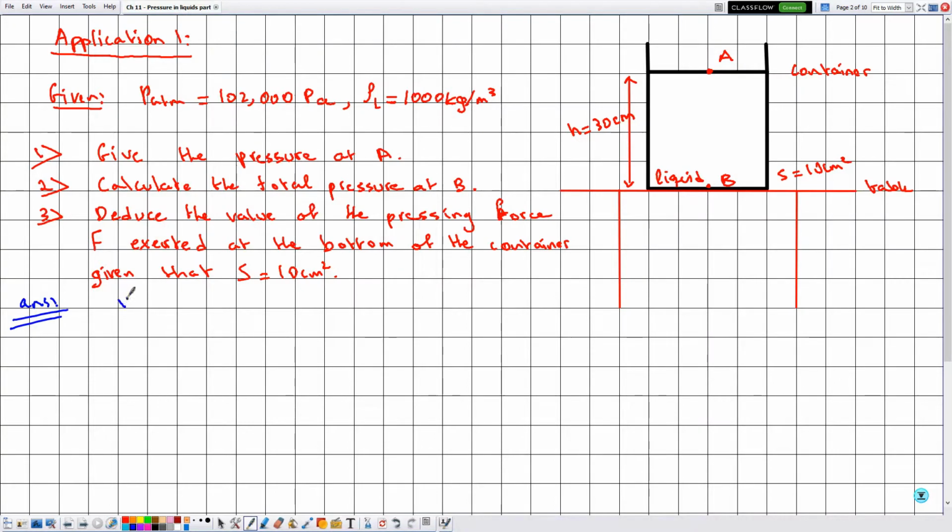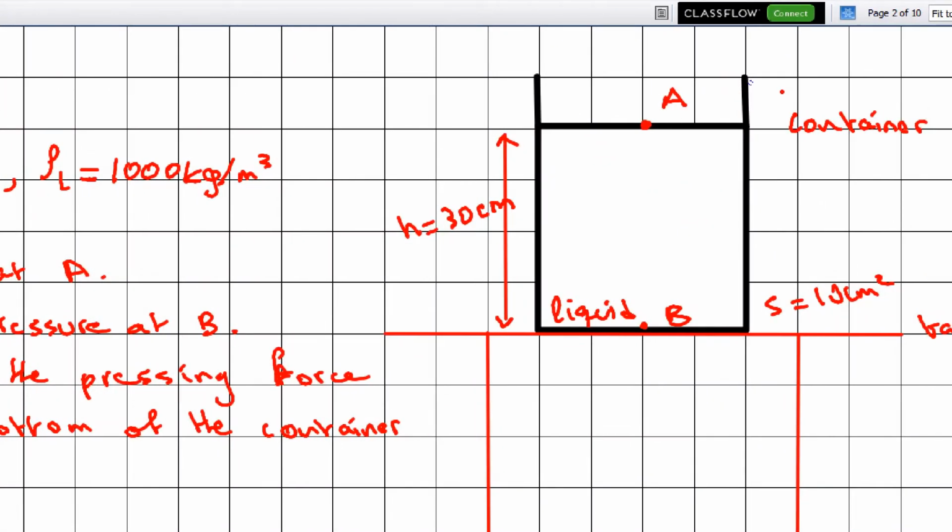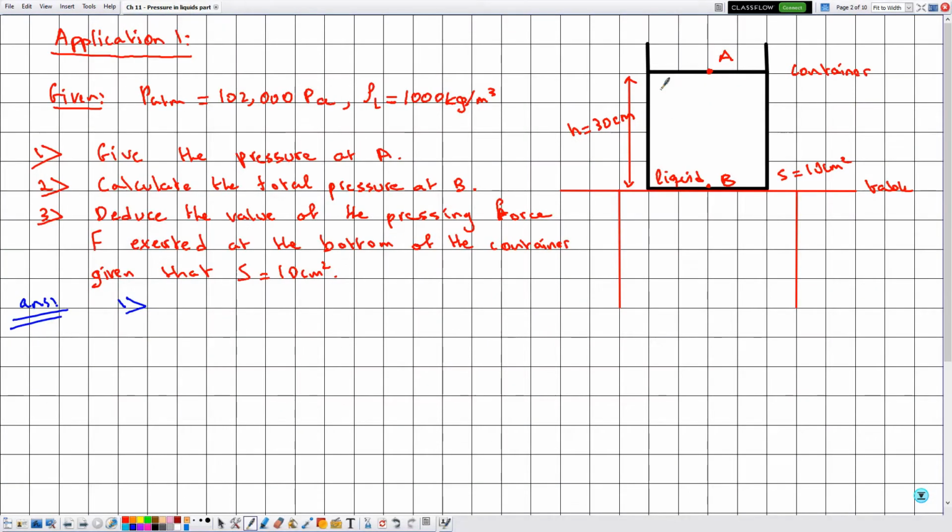So let's answer these questions. Let's start by number 1. So here we have given the atmospheric pressure and the density of the liquid. So in number 1, they are telling us to give the pressure at A. So notice that in this case, A is at the free surface of this liquid, which is contained in this container. So A is open to the atmosphere, then A will be submitted to the atmospheric pressure.